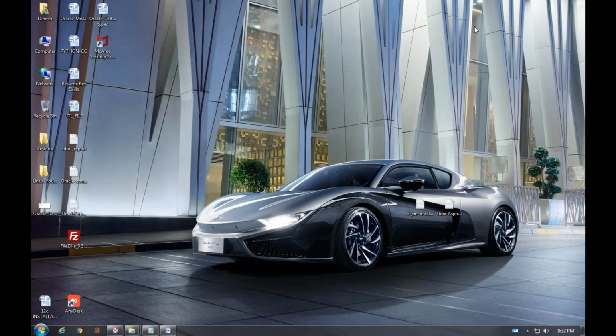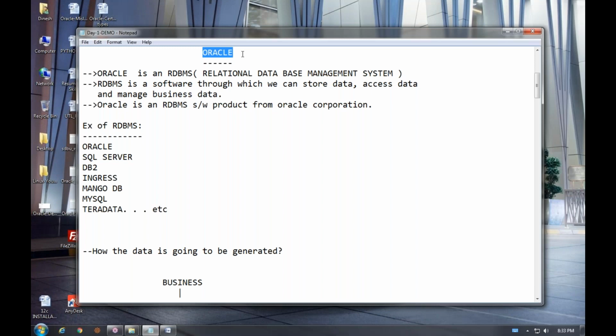Let us see what is Oracle, why is Oracle. So generally, what is the name of Oracle? See, Oracle is a database. Technically, it is also called as RDBMS, Relational Database Management System. What is the use of RDBMS?